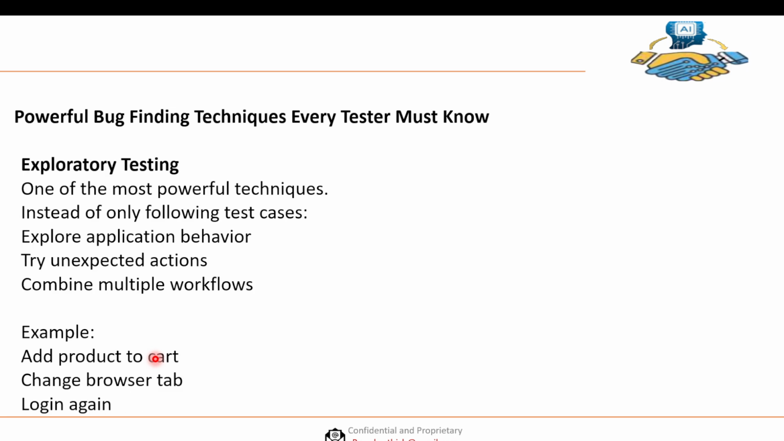The next technique is exploratory testing. In exploratory testing, we are not executing any test cases. This is one of the most powerful techniques. Instead of only following the test cases, we explore the application, try unexpected actions and combine multiple workflows to identify the maximum defects. For example, we add a product to the cart, then change the browser tab, then log in again. We combine multiple workflows and identify the defects.